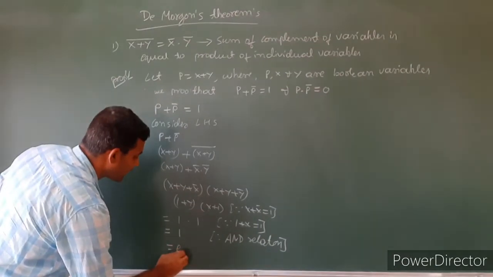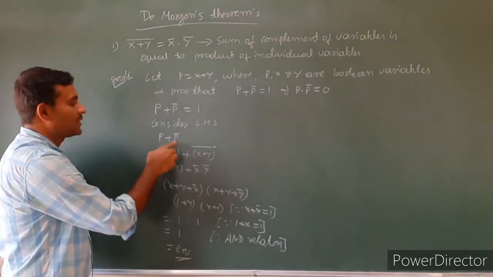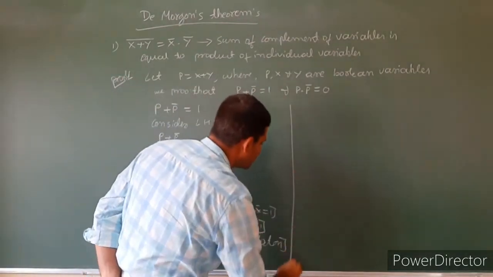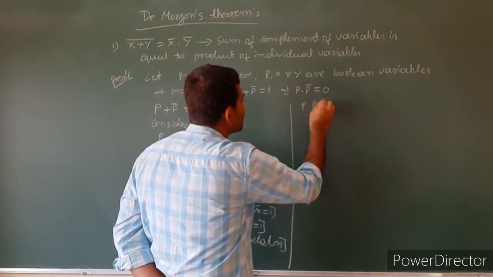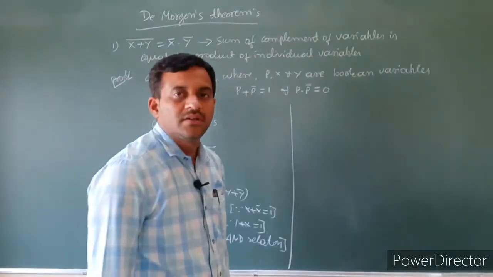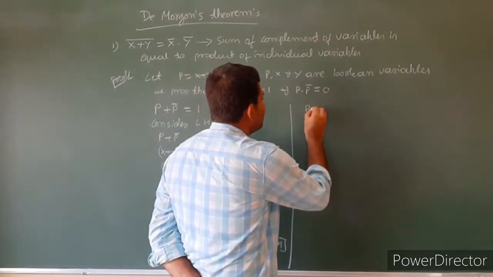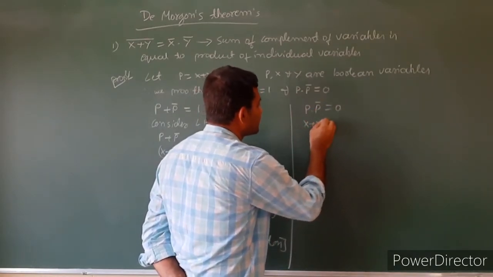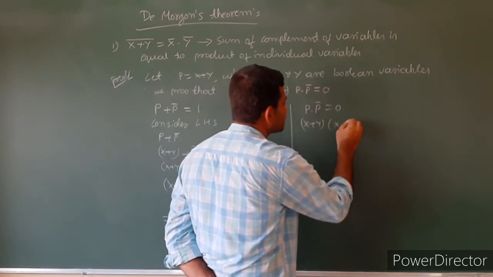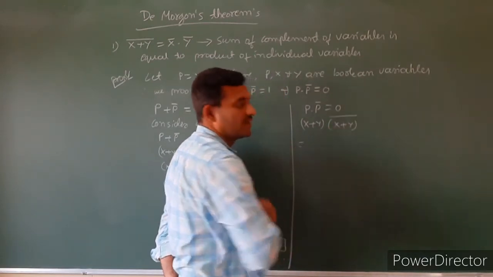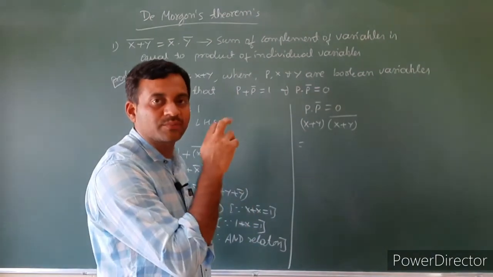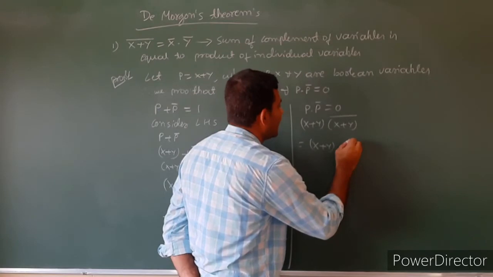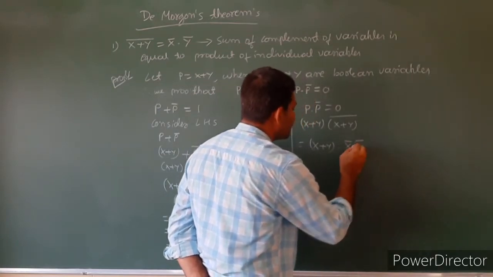That is the RHS. What did we prove? P plus P bar is equal to 1. Similarly, we also prove P into P bar is equal to 0. Let's consider P into P bar equal to 0. Just replace the P value. Here the P value is x plus y, then the P bar value is x plus y whole bar, which is equal to x bar into y bar. That is (x plus y) into x bar into y bar.